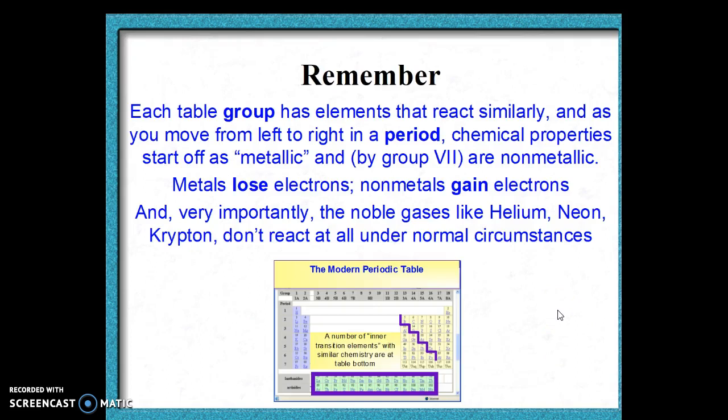Remember, each group of the periodic table, the up and down, so to speak, the columns, react similarly. And as you move from left to right in a period, a row, chemical properties start off metallic, and by group 7, they're all nonmetallic. Metals lose electrons, and that makes them appear as ions like noble gases. Nonmetals gain electrons. It's very important to remember the noble gases will not react at all under normal circumstances.